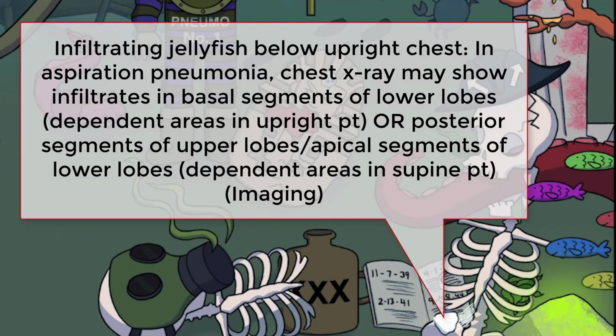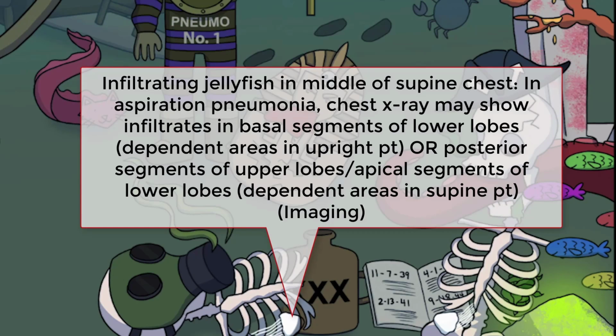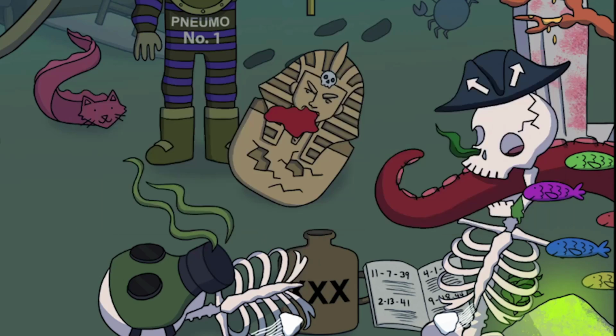Imaging in the setting of aspiration pneumonia will characteristically reveal infiltrates in dependent areas of the lung. In upright patients, that means the basal segments of the lower lobes, while patients primarily in the supine position are more likely to have infiltrates in the posterior segments of the upper lobes and apical segments of the lower lobes. Just like this dependent jellyfish here.